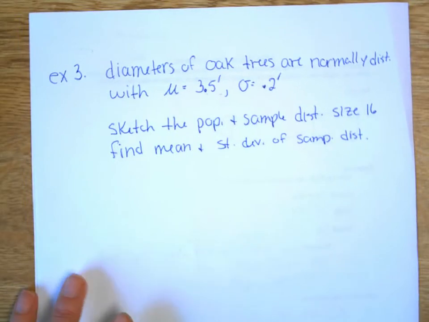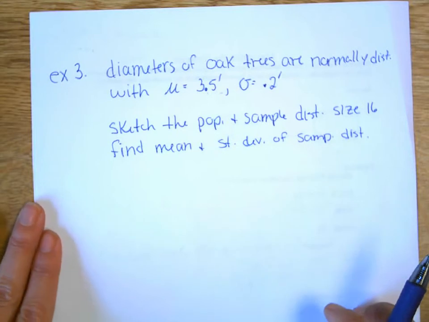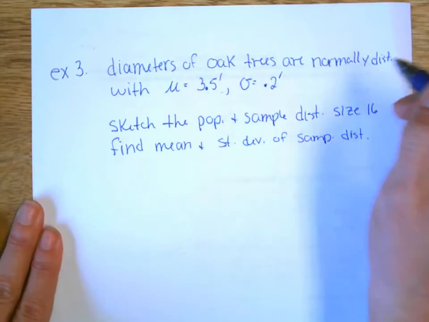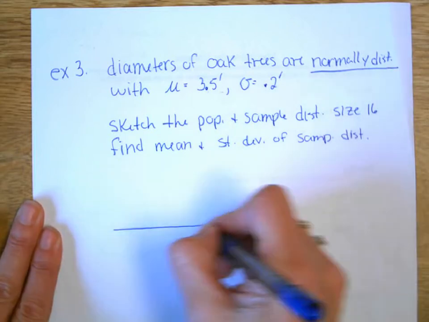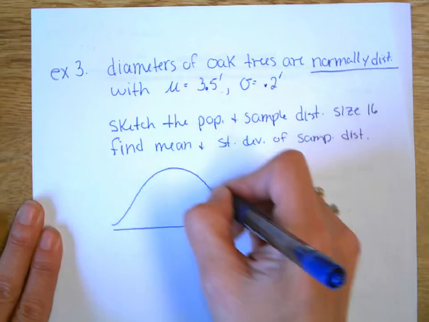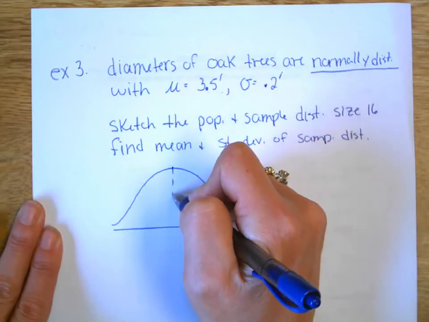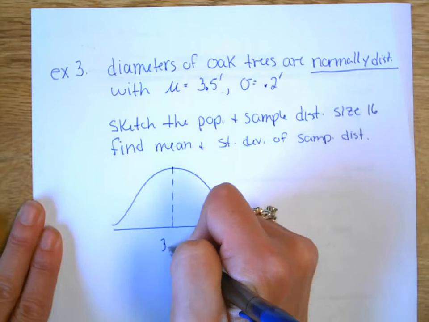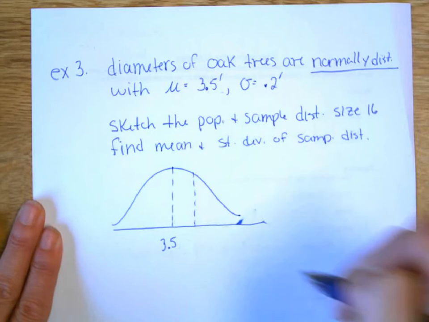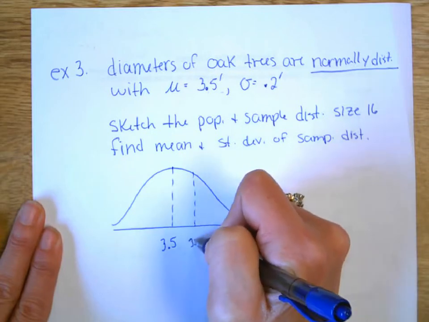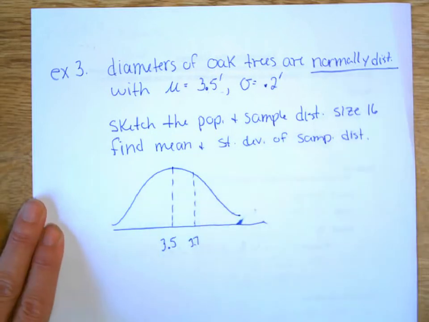All right. So we're going to sketch two graphs on one axis, just like I did on that last little introduction. What do I know about the diameters of my oak trees? What did I tell you? Normally distributed. That means they're that nice smooth little bell curve, where the average is 3.5. Standard deviation is 0.2, so that would be 3.7. Not that we need all of these, but that's good enough.